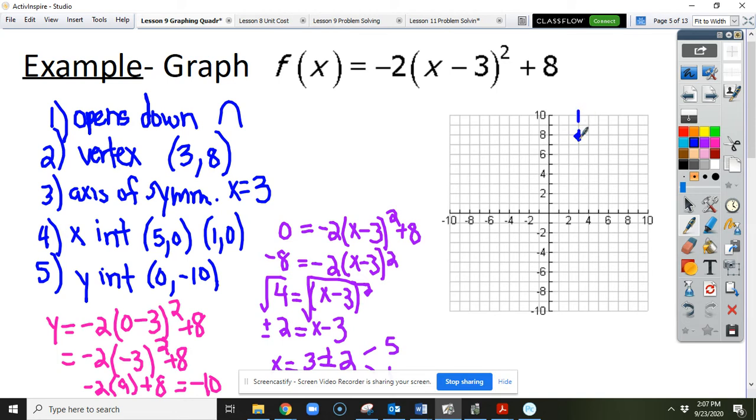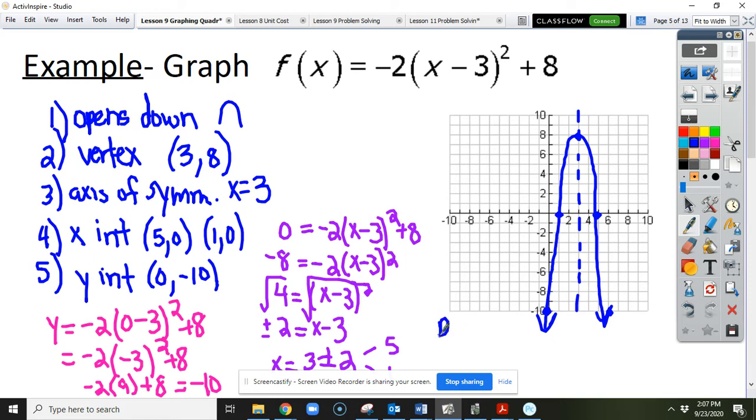You don't have to draw the axis of symmetry, but if you want to, here it is. You have to write it, but you don't have to draw it. Then my x-intercepts are (5, 0) and (1, 0). My y-intercept is -10. Now we know with this axis of symmetry, we can also reflect across, right? And I could have a -10 at (6, -10). And then, this is the hard part on my tablet, I can connect my parabola.